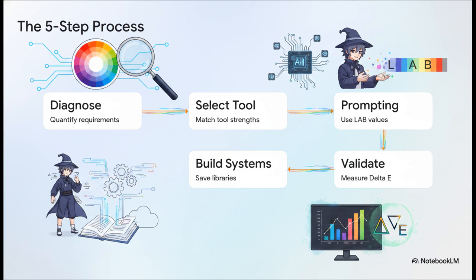1. Diagnose your color requirements. 2. Select the optimal AI tool. 3. Implement precision prompting. 4. Validate with objective metrics. And 5. Build reusable systems. Let's quickly break these down.